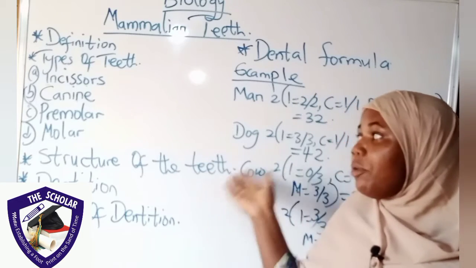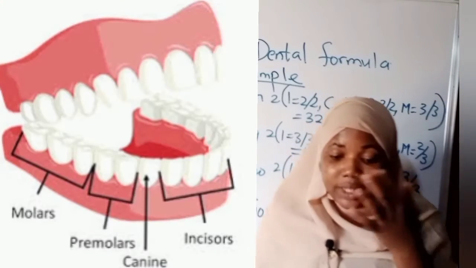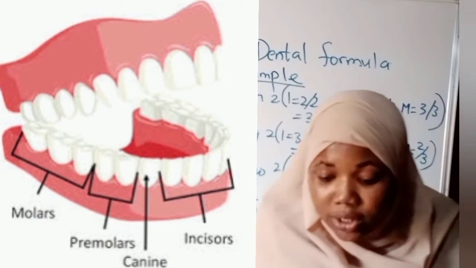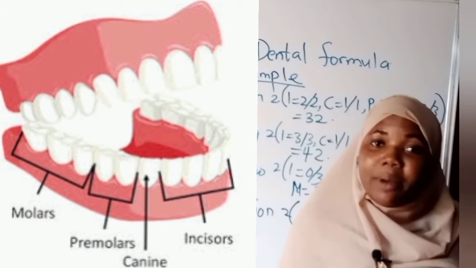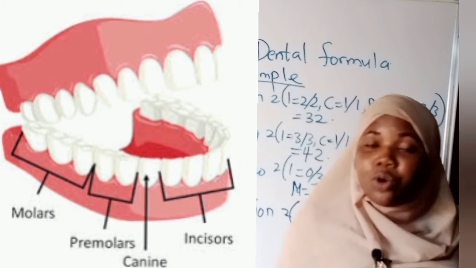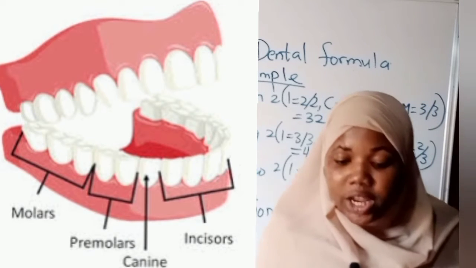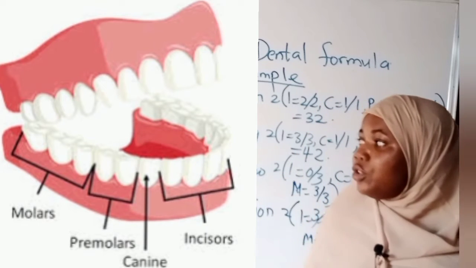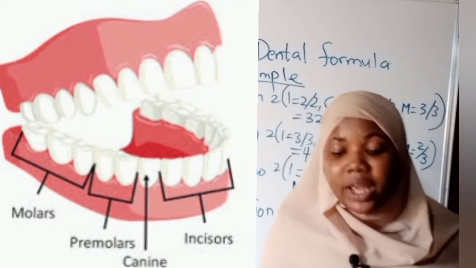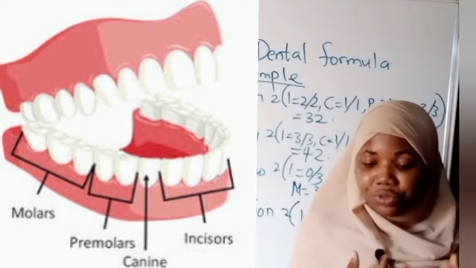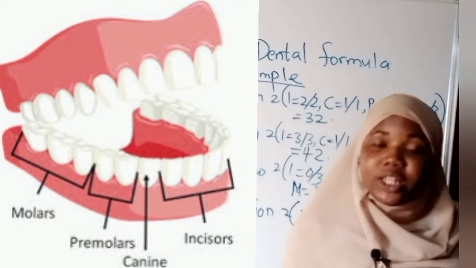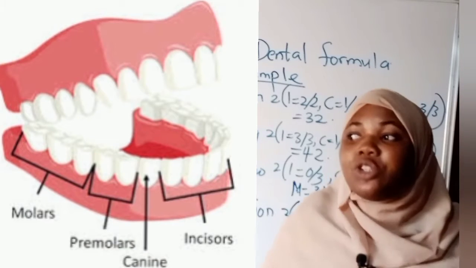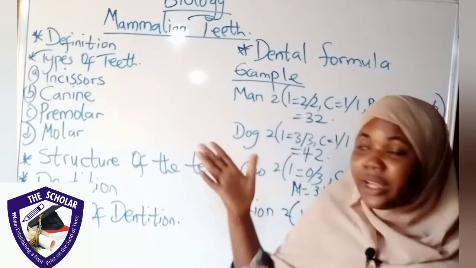Now for the second type of teeth, which is the canine, it is similar to the incisors, with a sharp and pointy edge, and it is also used for tearing flesh and for catching prey. Now for the third one, which is the premolar, we have teeth with a large ridged flat surface that are used for chewing. So whenever we are chewing our food, we are making use of our premolar in that process.